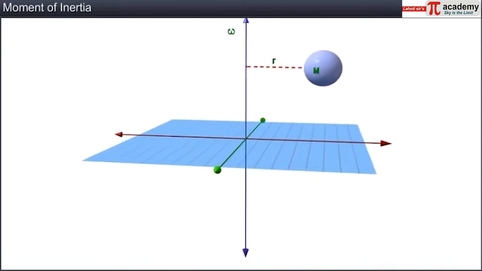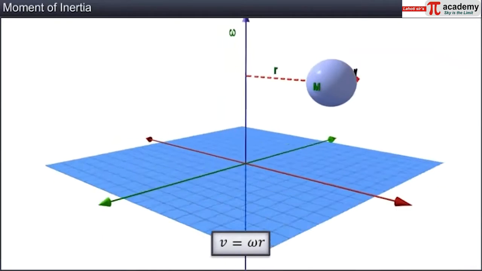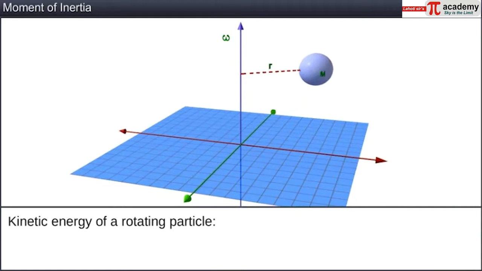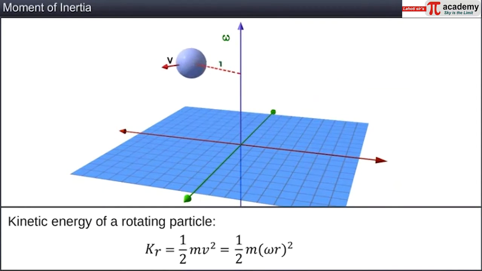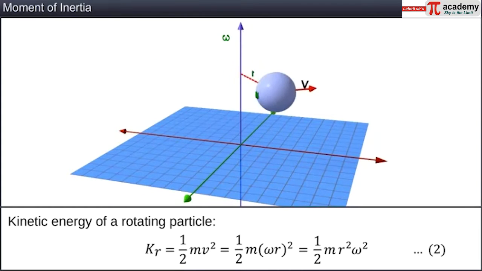If the particle is rotating about an axis with an angular speed omega at a perpendicular distance r, then its linear speed v is equal to omega r. The kinetic energy of the rotating particle is Kr is equal to half mv square, which is equal to half m into omega r whole square, which is also equal to half mr square omega square. Let this be equation 2.